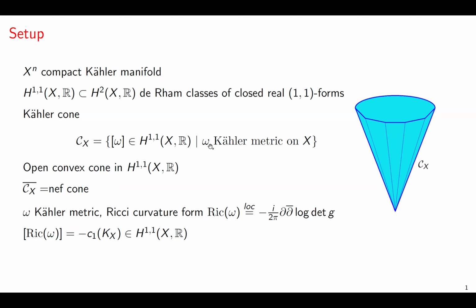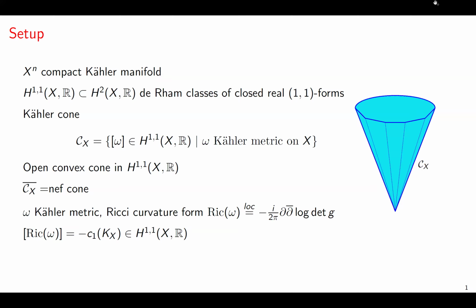So omega will denote a Kähler form. I will usually call it a Kähler metric. So it's a closed real (1,1) form, and the coefficients are positive definite. And these cohomology classes, the ones parameterizing Kähler metrics, define an open and convex cone, here pictured from a famous picture stolen from Jean-Pierre Demailly's slides. And the closure are going to be called the nef classes.